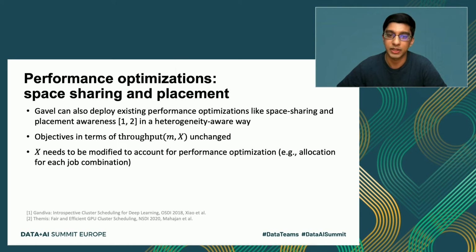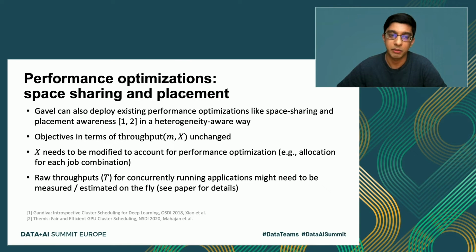So for example, with space sharing, we might need to add rows to our allocation matrix for every combination of jobs. We may also need to modify how we're collecting throughputs, which I'll talk about a bit in this talk, but I encourage you to see the paper for more details on this.